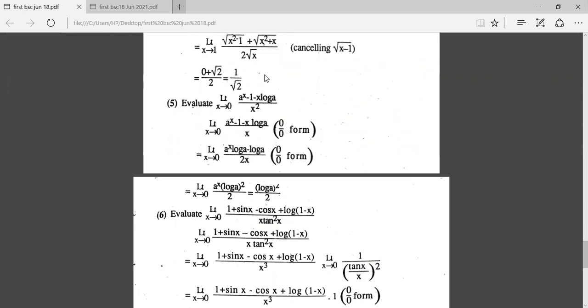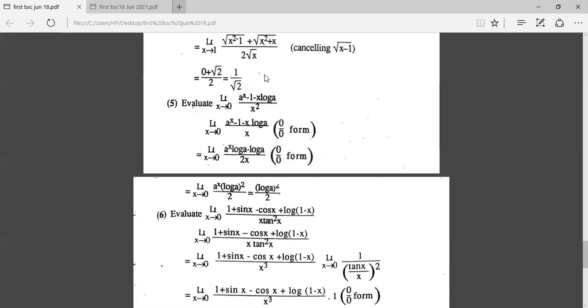If you put x equals 0 now, again check whether it is of the indeterminate form. A raised to 0 is 1, so you will get log a whole square divided by 2. The indeterminate form vanished here, therefore the process ends and you need not differentiate further. The final answer is log a whole square divided by 2. This is the limit of a raised to x minus 1 minus x log a divided by x square as x tends to 0.